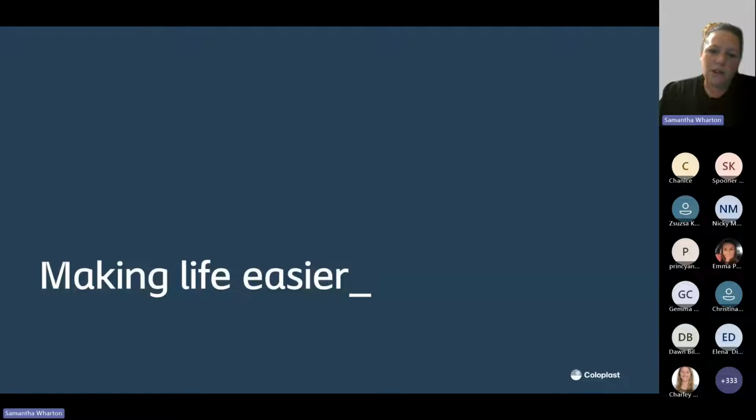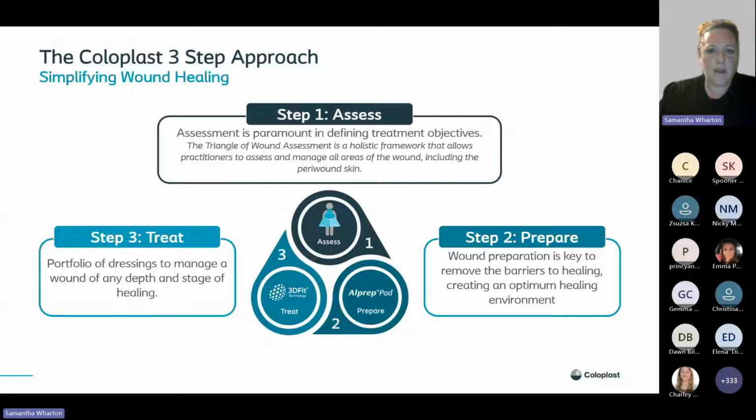So at Coloplast, we like to make life easier. And with the Coloplast 3-step approach of assess, prepare and treat, it will really simplify wound healing to ensure these wounds are progressing. Ideally, we would like to prevent infection ever being present. If you can follow these steps and do that really robust assessment, prepare and treat, you can prevent that. If infection is present, by doing assess, prepare, treat, you can remove those barriers to healing, remove that infection and get those wounds progressing.